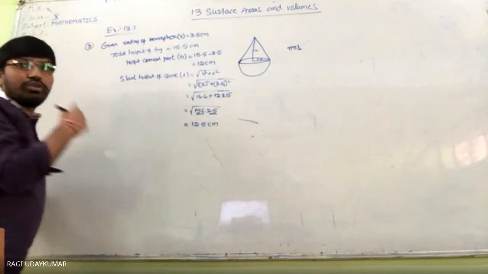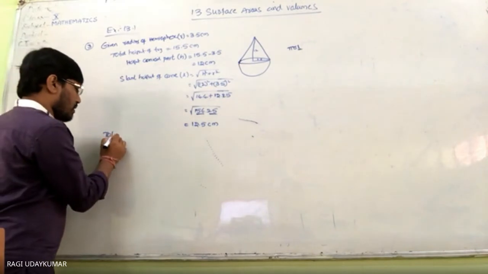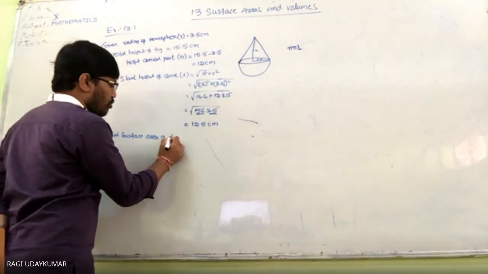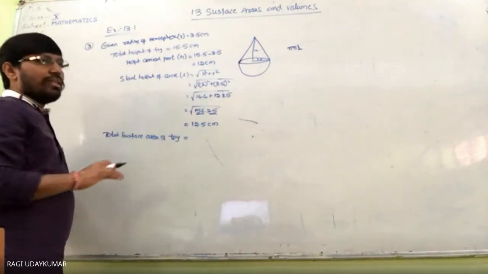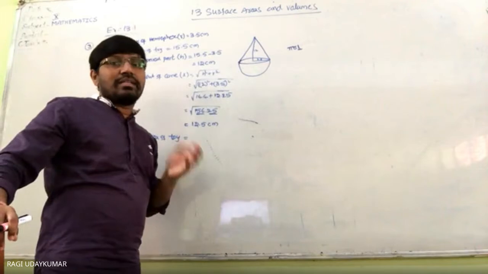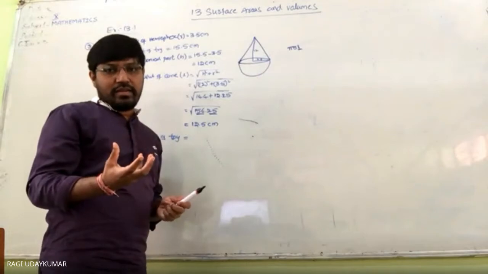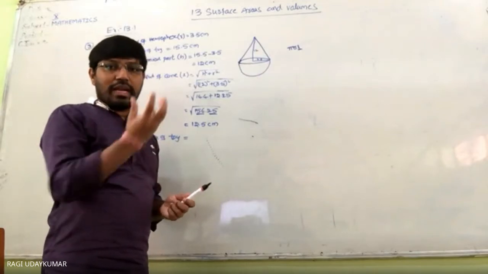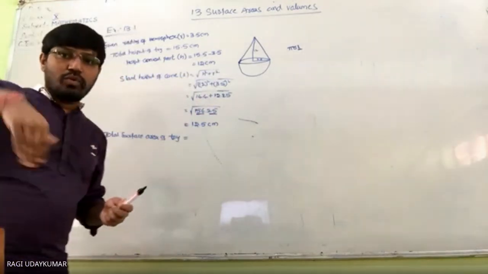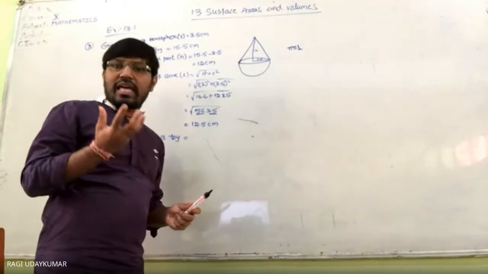The question is asking for the total surface area of the toy. Most students get confused here. Look at the figure: the toy is shaped like a top, a lattu. Its surface area is where you can touch, so only the curved surface area of the cone and the curved surface area of the hemisphere should be taken.